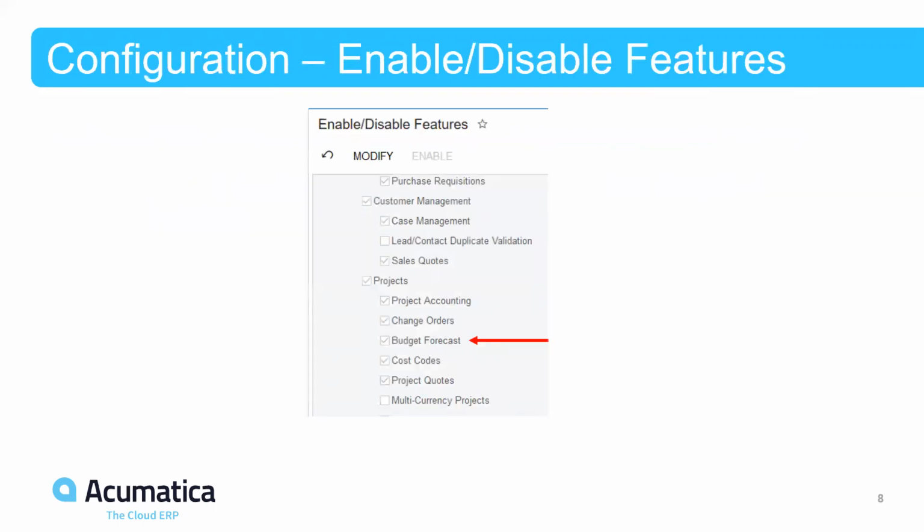Project budget forecast is a feature, so you do need to enable the feature. From the system management workspace, under the heading of licensing, just select Enable Disable Features. Scroll down to the Projects section and look for Budget Forecast. This box must be checked.